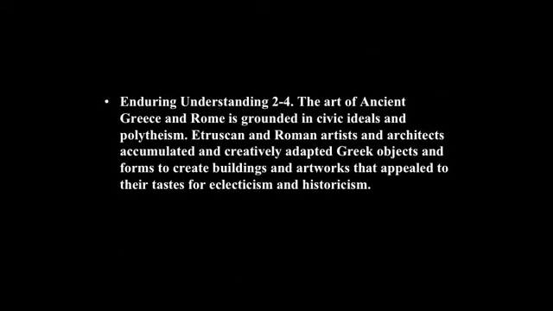So one of our enduring understandings here from the AP framework for this course, Enduring Understanding 2.4, is that the art of ancient Greece and Rome is grounded in civic ideals and polytheism. Etruscan and Roman artists and architects accumulated and creatively adapted Greek objects and forms to create buildings and artworks that appealed to their tastes for eclecticism and historicism. And so this is an important concept. And here we're going to initially begin talking about the Greeks rather than the Romans, who we'll get to later. But we do see this concept of civic ideals playing an important role.